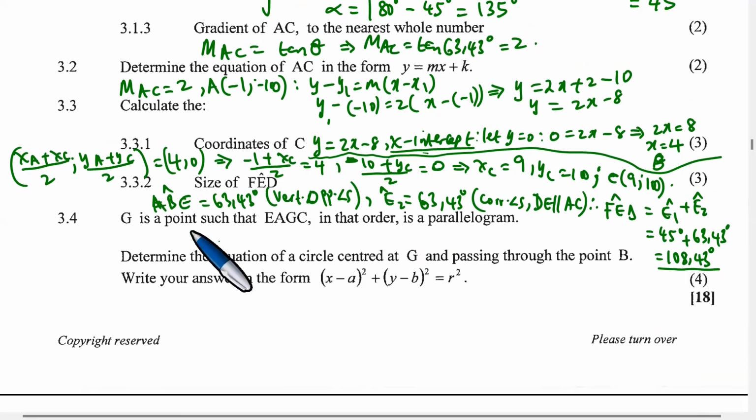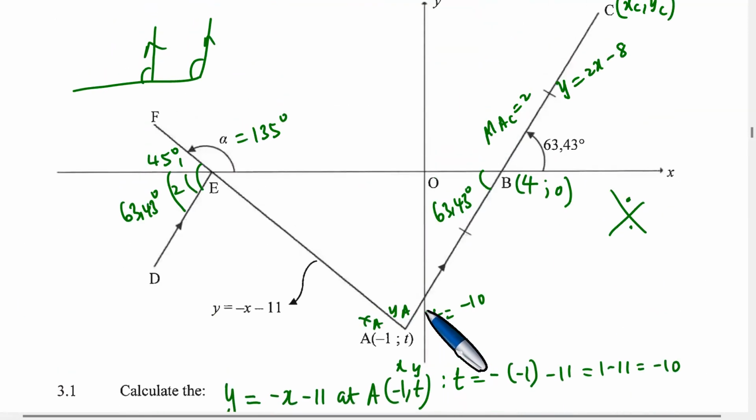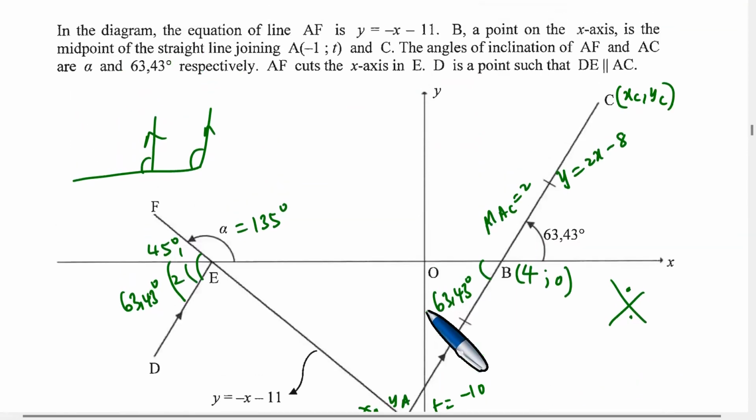Next, the examiner is saying G is a point such that EAGC in that order is a parallelogram. Let's look at that question. G is a point such that EAGC in that order is a parallelogram. Determine the equation of a circle centered at the point G and passing through the point B. Write your answer in that form. So, this is question 3.4.